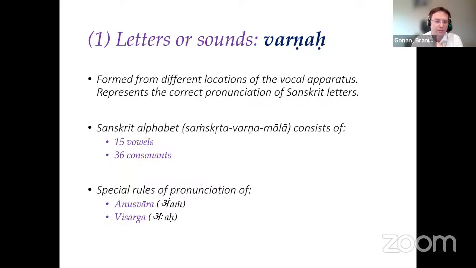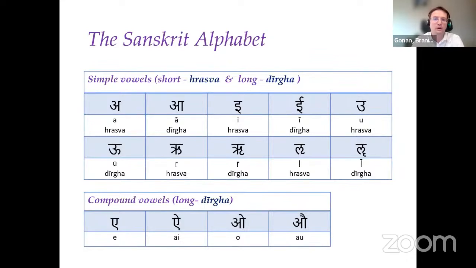There are 15 vowels and 36 consonants. And as I said, special rules apply for the pronunciation of Anusvara. This is M with a dot, right? And Visarga, this aha, this H with a dot down. With regards to vowels, we are dividing them into simple vowels and compound vowels.